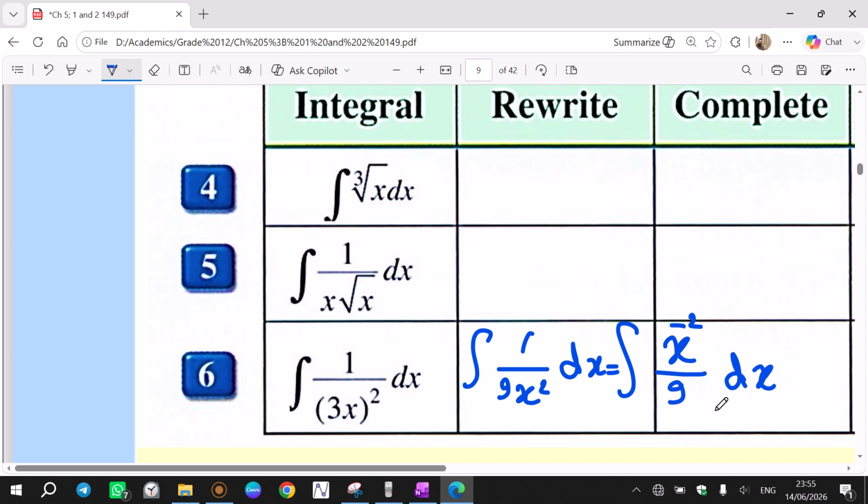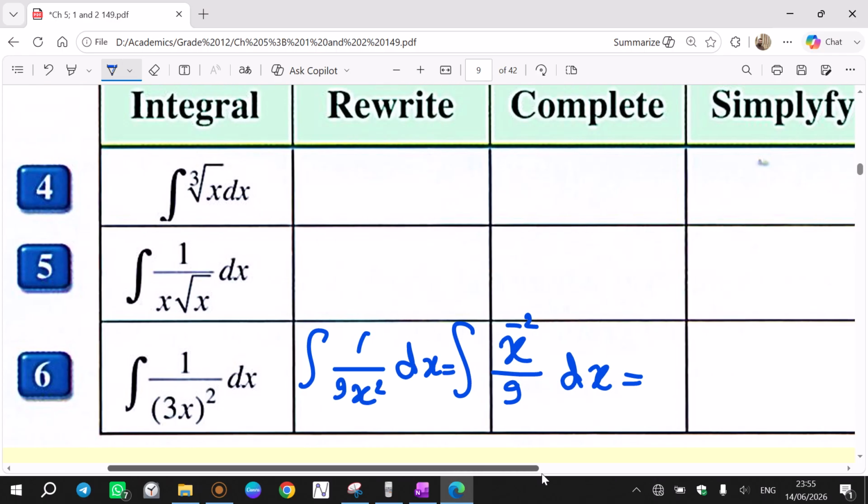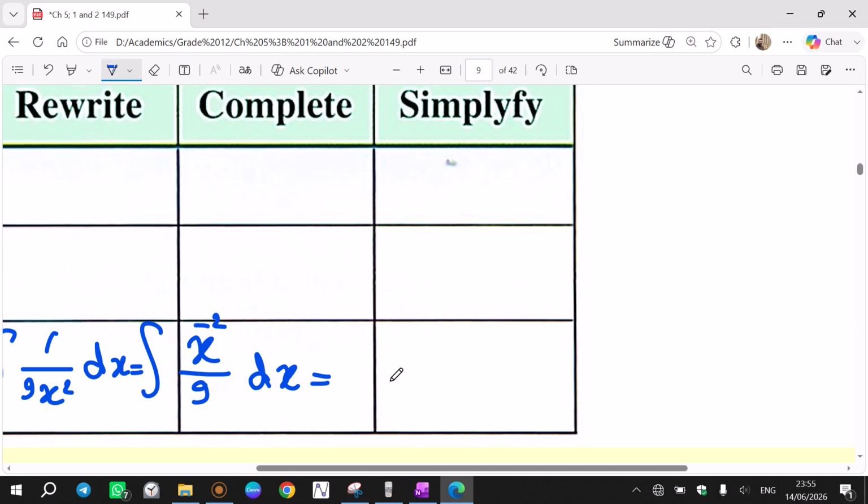This over 9 is division. It stays even in the answer. The over 9 stays, and x power negative 2, the integral will be power plus 1 over new power. Negative 2 plus 1, negative 1 over negative 1. Let's write the result. This will be x power negative 1 divided by negative 1, and there is already 9 in the denominator plus c.